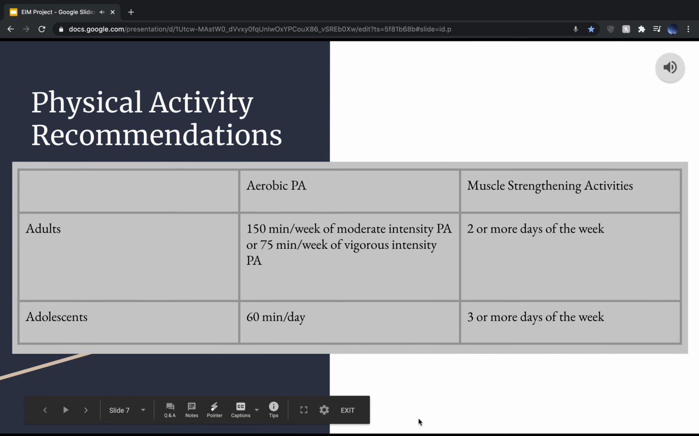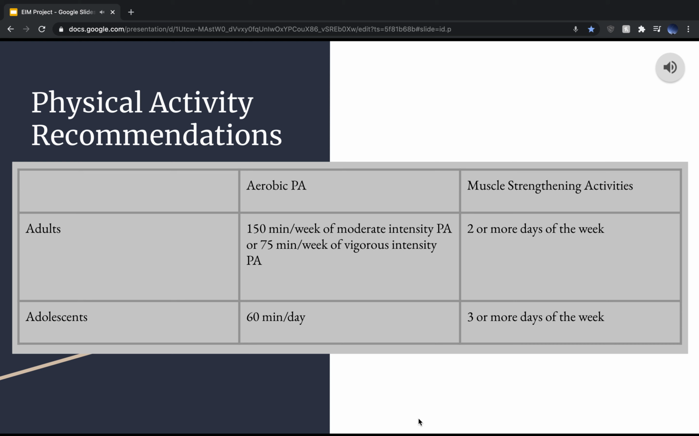This chart shows the physical activity recommendations outlined by the American College of Sports Medicine, Centers for Disease Control and Prevention, and many other organizations. It is recommended that adults get 150 minutes per week of moderate intensity physical activity or 75 minutes per week of vigorous intensity physical activity. In addition, it is recommended that they get 2 or more days of the week of muscle strengthening activities.